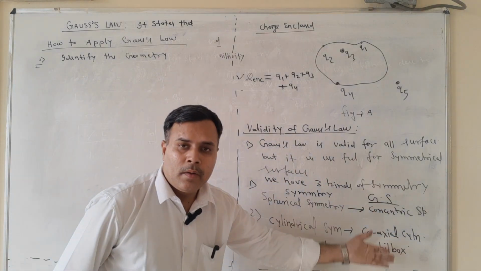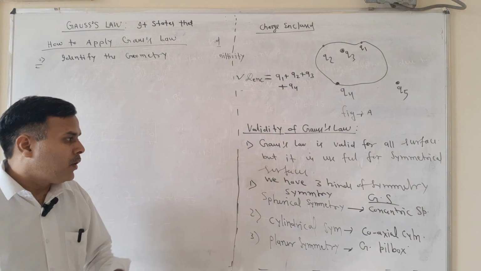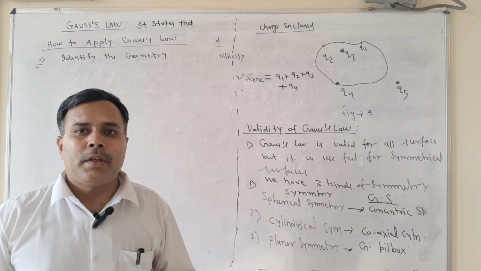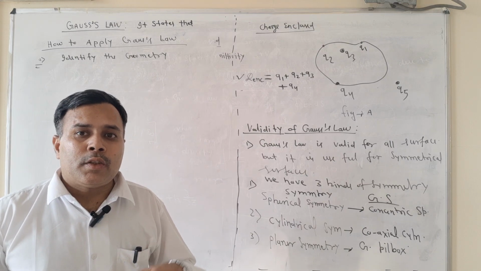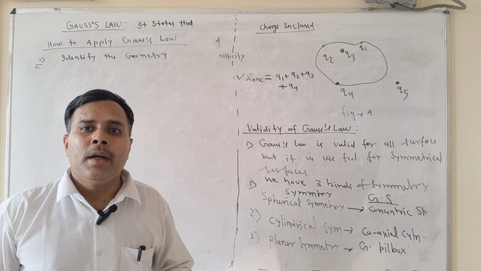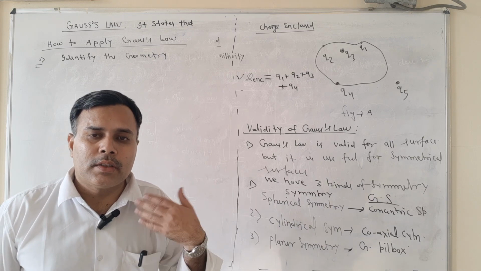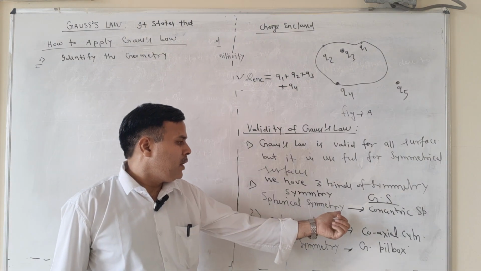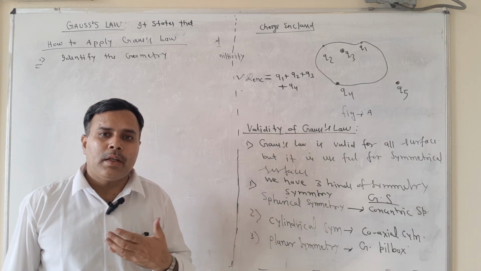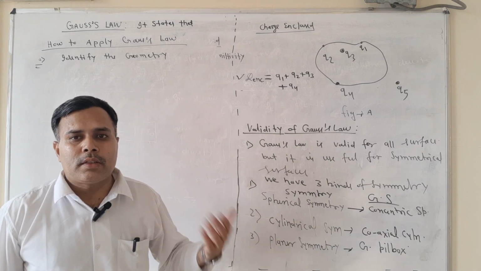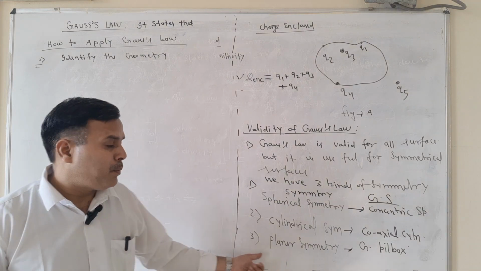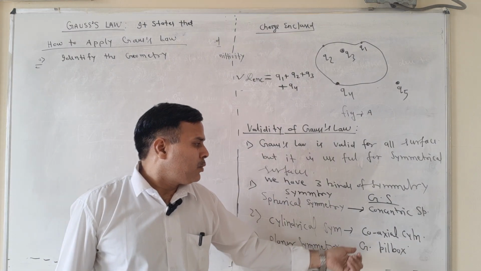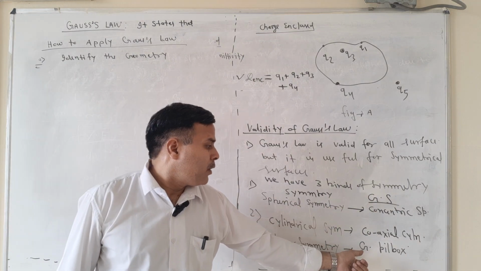So these are very important points. Gauss law is valid for all surfaces, but it is useful for symmetrical surfaces. We have three kinds of symmetry, and corresponding to these we have three different Gaussian surfaces. Corresponding to spherical symmetry we have concentric sphere. If we have a cylindrical symmetry, the corresponding Gaussian surface is coaxial cylinder. If we have a planar symmetry, if the charge is distributed along the plane, the corresponding Gaussian surface is Gaussian pillbox.